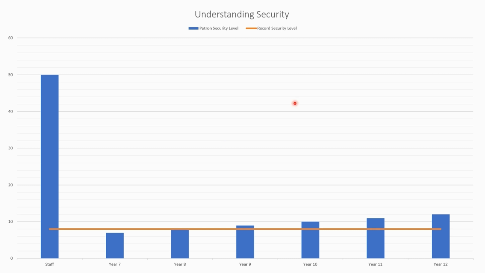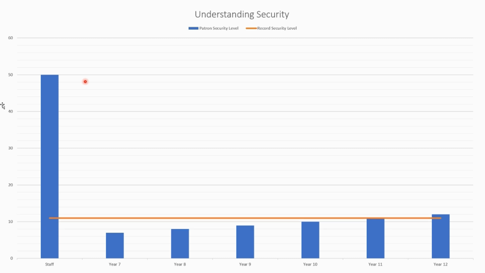Okay, let's do another example. If I change my security level to say 11, let's update that. You can see that line again has moved, and we can see that year 7, 8, 9 and 10 are below my record security, therefore they can't view it. Year 11s are again equal, year 12s are over, including our staff. So that's how security works.